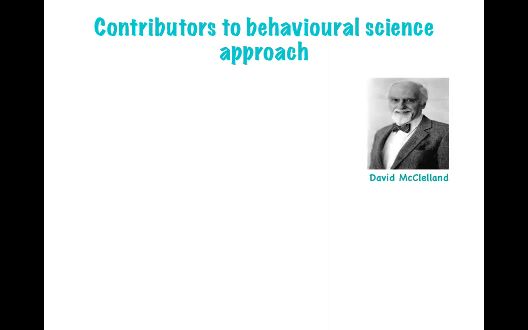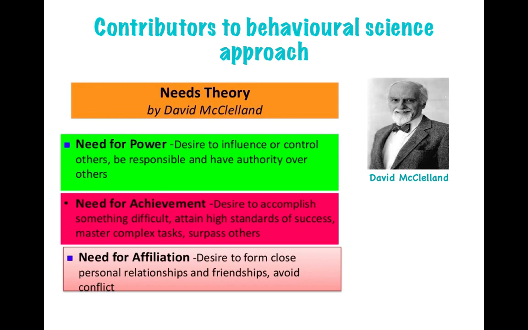Another contributor to behavioral science approach is David McClelland. According to McClelland, he gave a very important needs theory. According to him, managers have three types of needs. One is the need for power, under which they desire to influence or control others. They like to be responsible and have authority over others. Another need is the need for achievement, that is, the desire to accomplish something difficult, attain high standards of success, master complex tasks, and surpass others. And another need is affiliation, that is, the desire to form close personal relationships and friendships and avoid conflict. So, according to him, in every organization, a person has these three needs: the need for power, need for achievement, and need for affiliation.